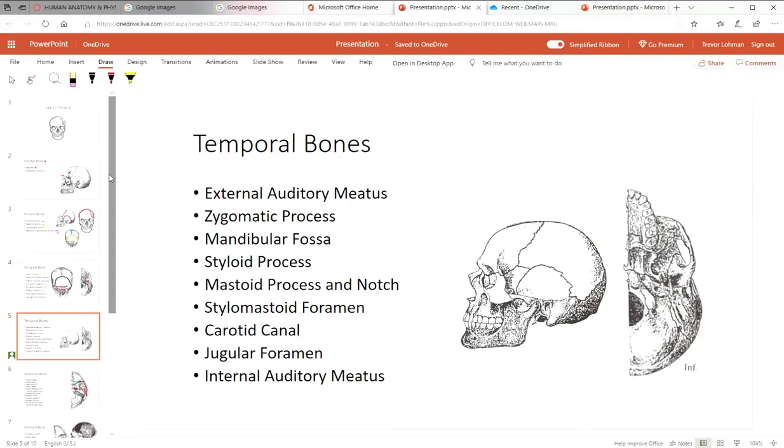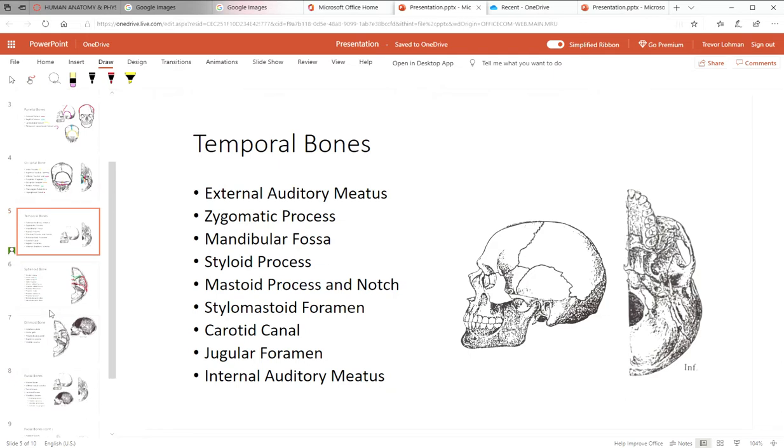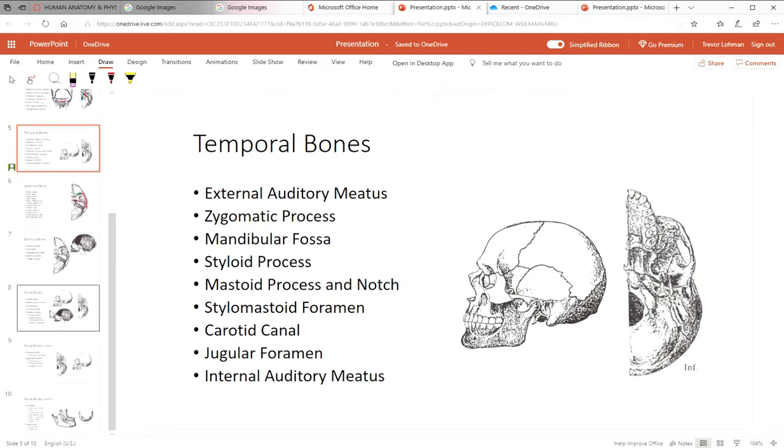Hey everyone, welcome to part two of the skull. We're going to go ahead and finish up labeling the skull bones, or labeling our skull notes rather. We'll be looking at the temporal bones, sphenoid bone, ethmoid bone, and then after that we'll do a part three and we'll wrap up with the facial bones. So let's go ahead and start here on the temporal bone.